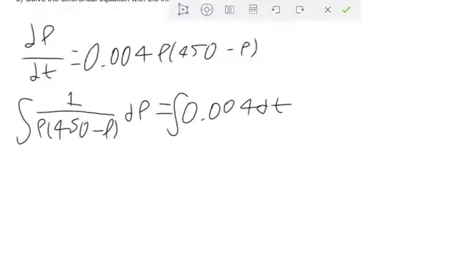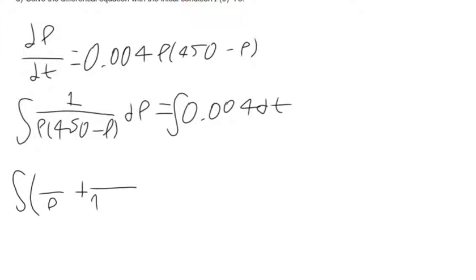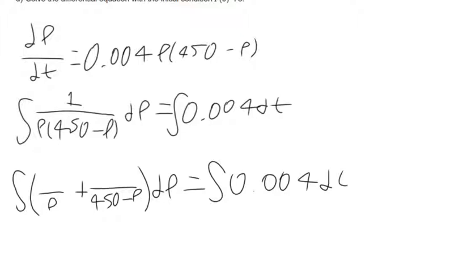And now I can integrate both sides, so I will do that. And this integral is easy. This one, you have two choices. You can factor out a p from these and then bring things to the numerator and do a u substitution. But I will do that perhaps in a later video. I will just do this with the typical partial fractions. So the denominator is factored. These are my two factors, so I'm going to have one fraction over p and another fraction over 450 minus p. And then I have the dp right here equals integral of 0.004 dt.